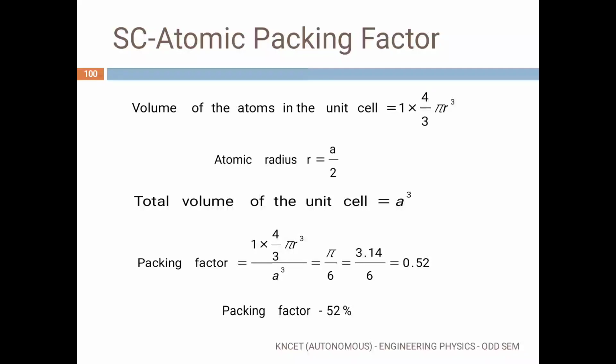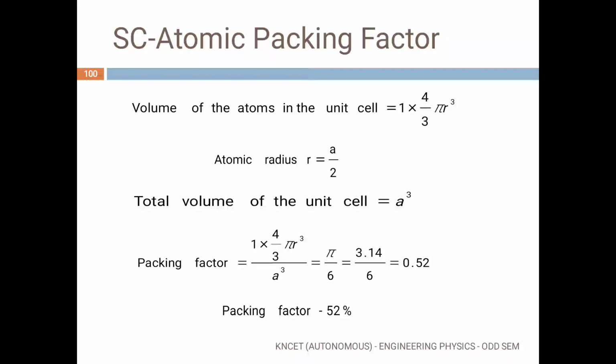Next we have to find out the total volume of the unit cell. The total volume of the unit cell is given by length into breadth into height. For the cubic system, length is equal to breadth is equal to height. So we can write capital V, the total volume of the unit cell, V = a³. Now we can substitute in the formula. Atomic packing factor is small v divided by capital V, and we arrive at 1 into 4/3 π (a/2)³, the whole thing divided by a³, is equal to π/6. So the atomic packing factor is 0.52.